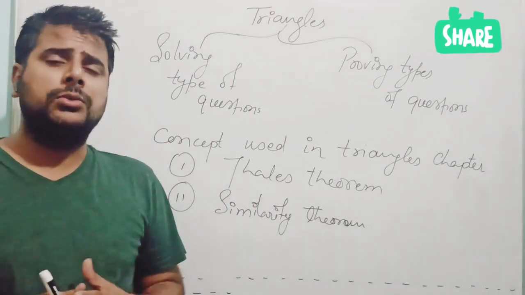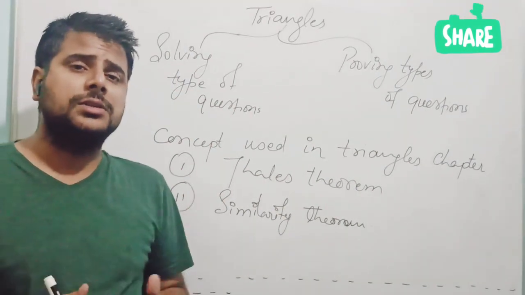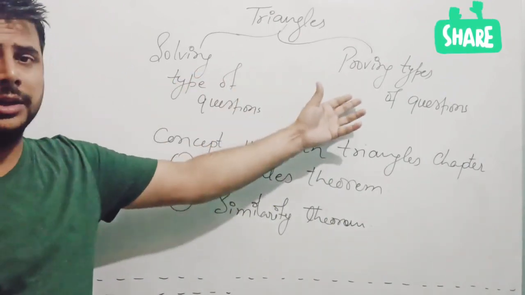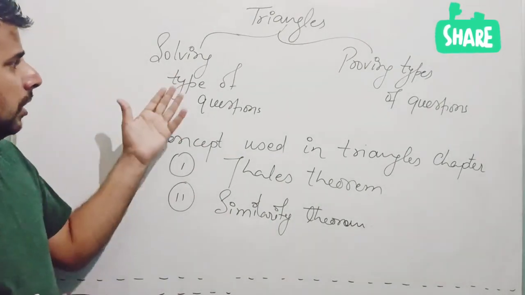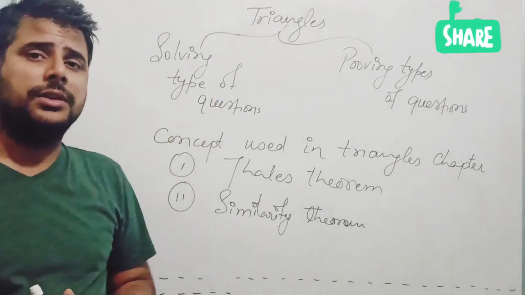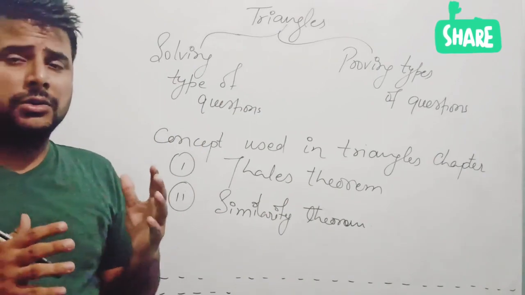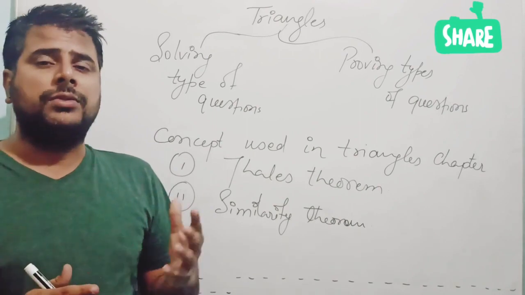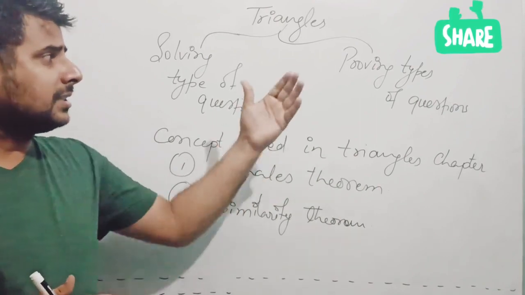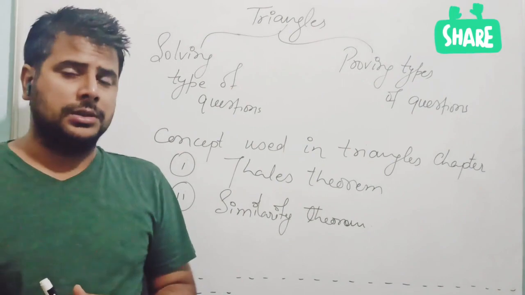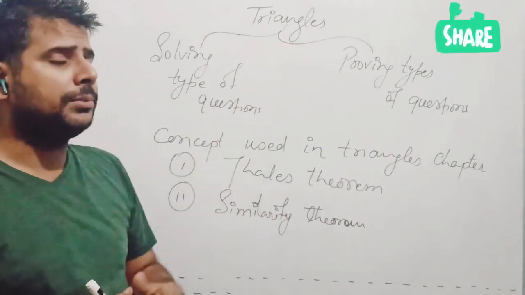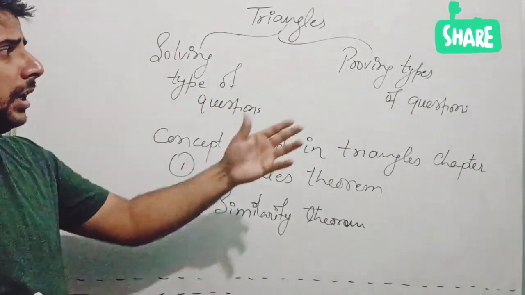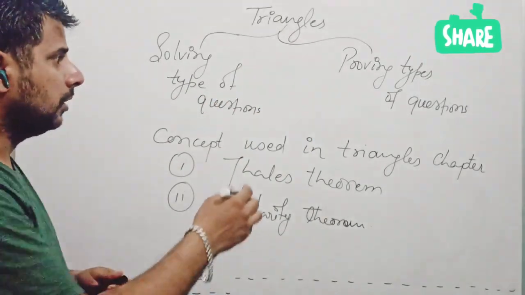So my dear students, the triangles chapter totally consists of two parts. The first part is solving type of questions that we are going to face in triangles, the questions in which we have to find the value. And second, we have proving questions, right? The total triangles chapter has two parts: one is solving type of questions and the second is proving type of questions.